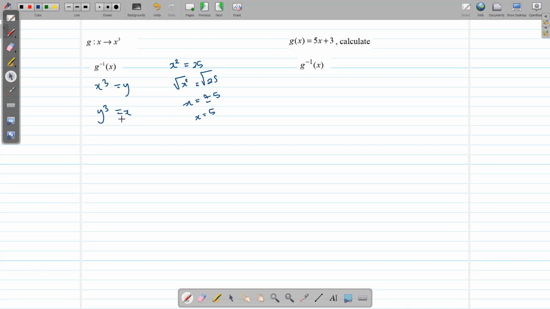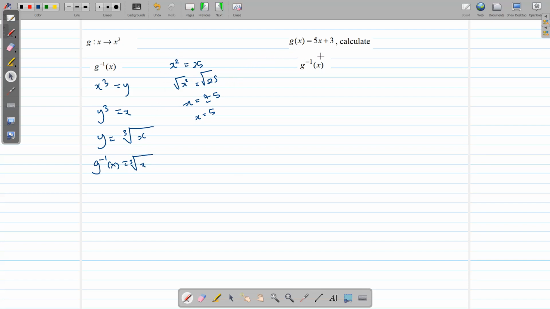So in this case, since this is a 3 and not a 2, a cube, we're finding the cube root, and we find the cube root by saying y is equal to, put a 3 there, the cube root of x. And now this becomes our inverse function. So the g inverse of x is going to be equal to the cube root of x. And that is how we do this one.